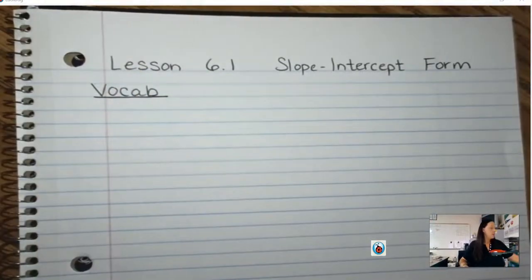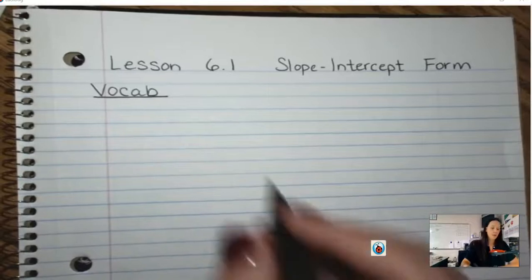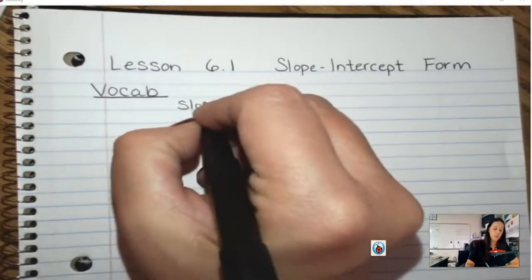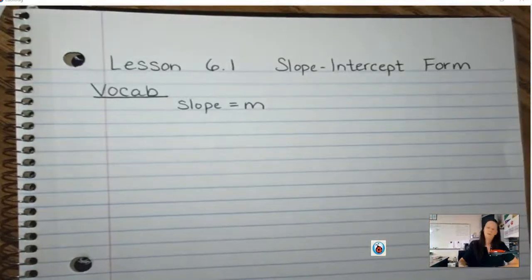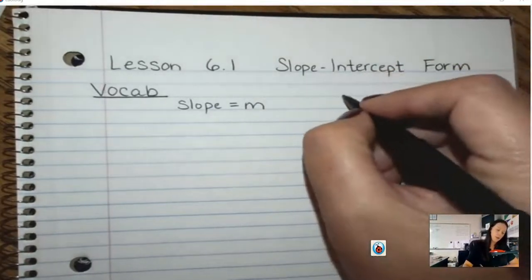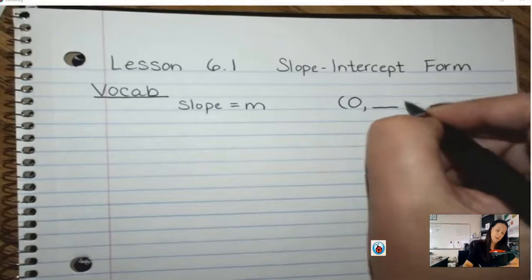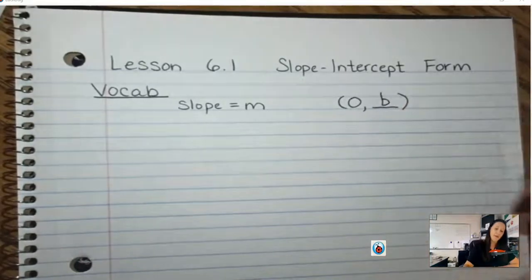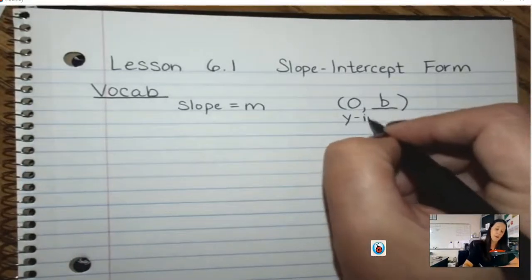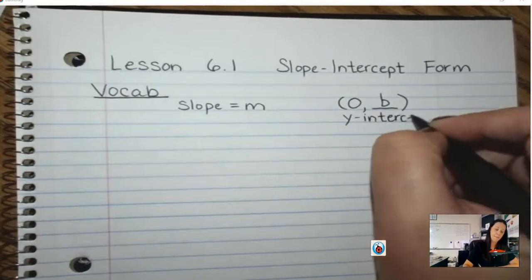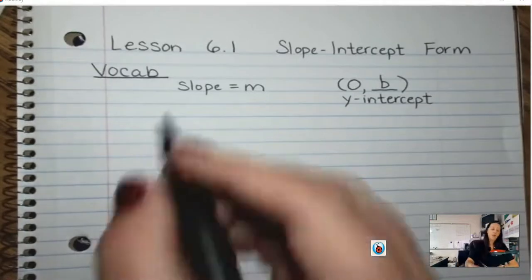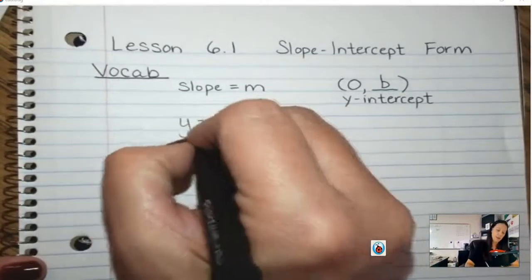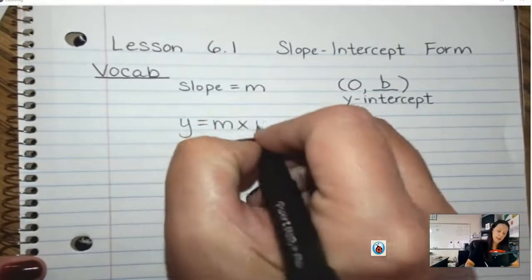For slope-intercept form, it will have a slope, which we use the letter m, and it'll have a y-intercept, which will be (0, b). This is b, your y-intercept. And then the equation for slope-intercept is y equals mx plus b.